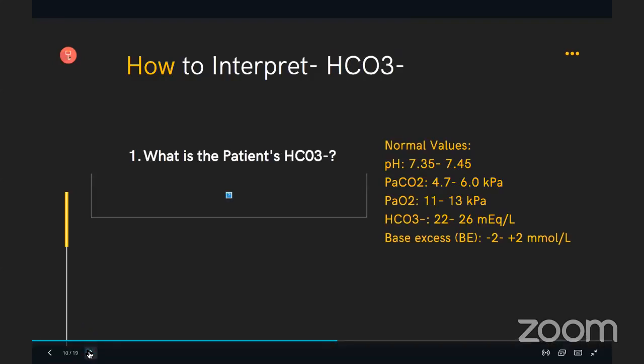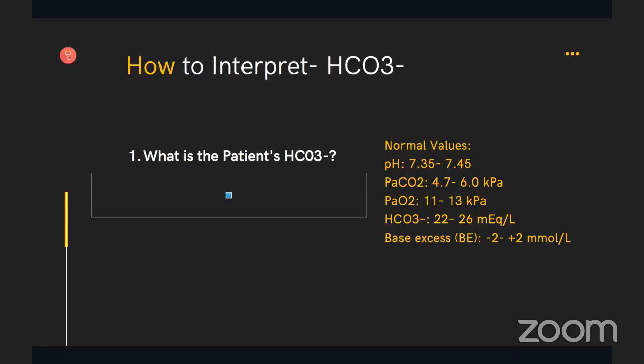So we'll move on to HCO3 minus. So you've looked at the PaO2, you've looked at the PaCO2, and you've determined if the person's in respiratory failure or not. You've then looked at the pH and you've looked at the PaCO2 again to see if there is a respiratory cause of the patient's disturbance. If the PaCO2 is normal, you might want to move down to HCO3 to see if there's a metabolic cause of the patient's pH disturbance.